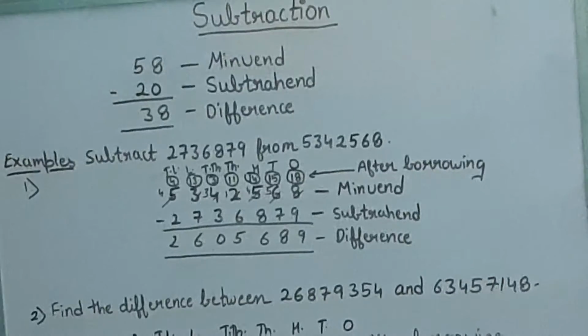Now what is remaining at last, that is at the ten lakh place? 4 is remaining. So 4 is bigger and 2 is smaller, and we can always subtract the smaller number from the bigger number. Okay. So 4 minus 2 comes out 2. So this is the difference, 2605689. This is the difference that we will get after subtracting the smaller number from the bigger number.